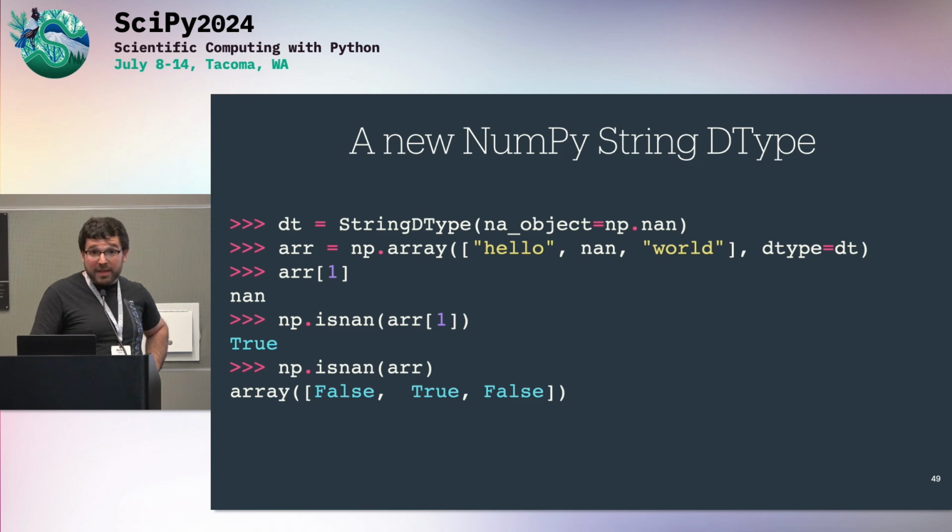It has support for missing data directly. So you can create a string dtype with this NA object parameter. And if you say the NA object is nan, then suddenly nan, directly the object nan, just like an object array, represents missing data. And you can call np.isnan directly on the array, and it would return true for the entry that's nan.